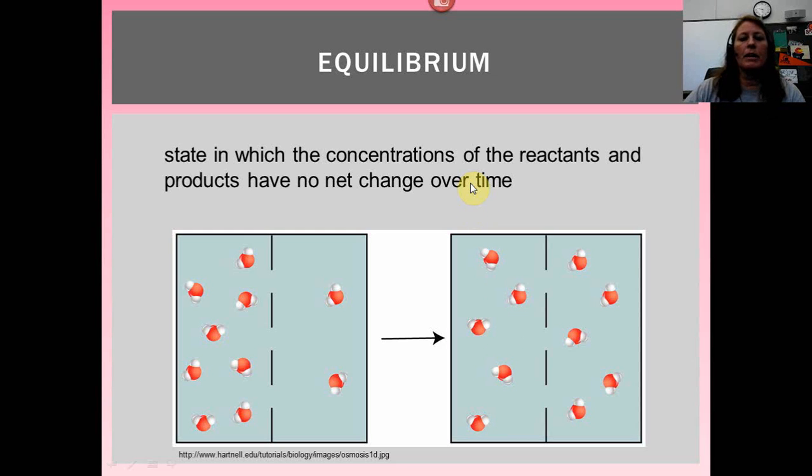Okay, our next thing we're going to talk about is equilibrium. And I know you've seen this every day in real life.